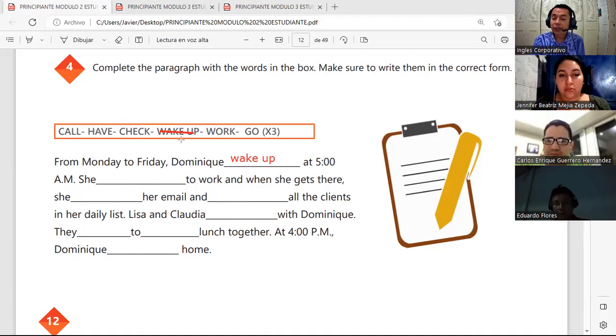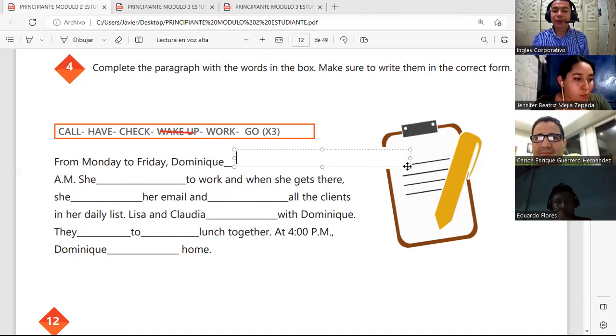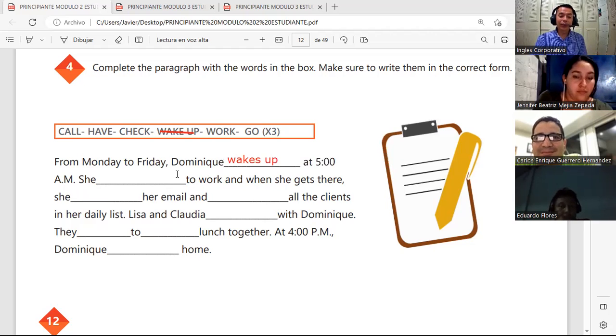Go to work. Sure, pero el wake no llevaría ese. Sorry? El wake no llevaría ese. Oh, yes, right. Excelentoso. Es que me equivoqué con intención para ver si se fijaba. Okay. Good. Thank you. Wakes up, right? Cuando las excusas se inventaron, ya nadie se equivoca. Wakes up, very good. Wakes up, nice. Thank you. Because Dominique is third person singular, yes. Yeah, because I was watching Wake Up here.